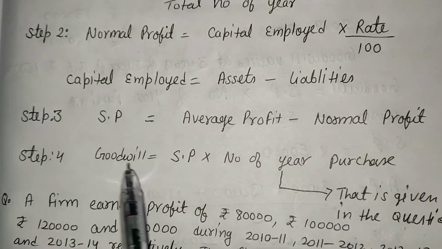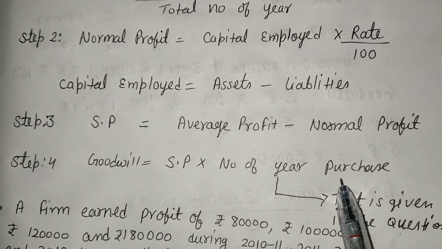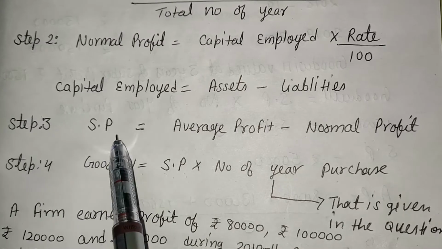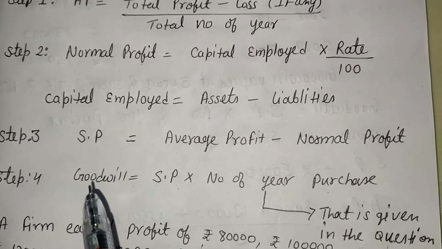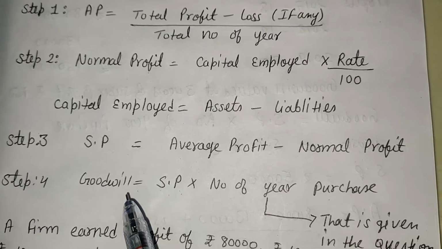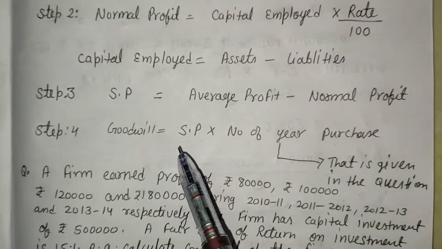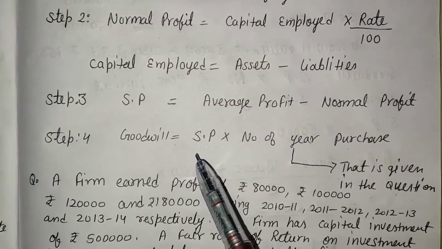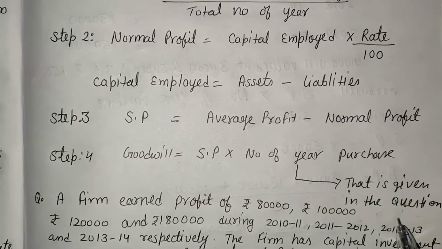And the last step, that is goodwill. That formula is based on super profit, so we multiply number of years purchase with the value of super profit. And in step 3, we had already calculated the value of super profit. So in short, there are 4 steps. First step is average profit, second step is normal profit, that is capital employed into rate divided by 100, and capital employed can be calculated by assets minus liability. The third step is average profit minus normal profit, and the last step is goodwill, that is super profit multiply number of years purchase, and that is given in the question.